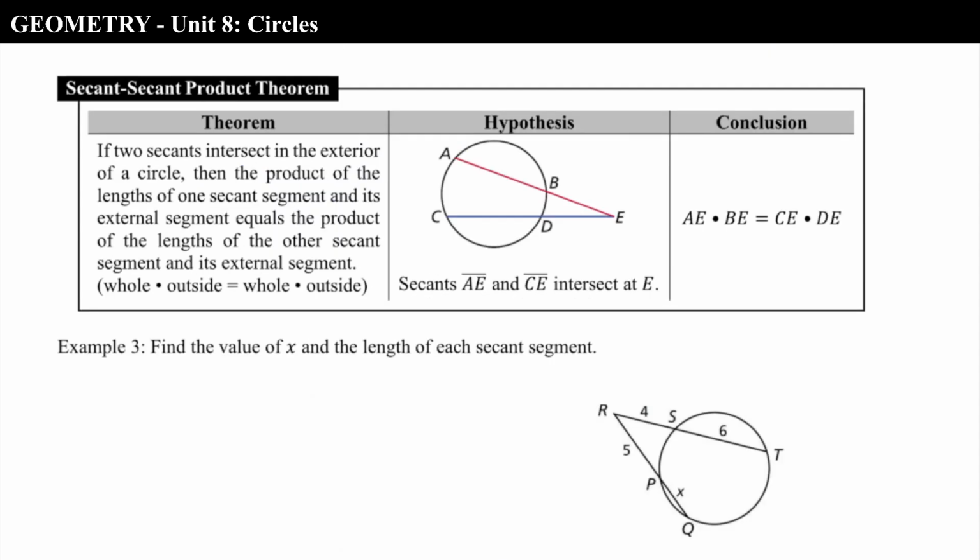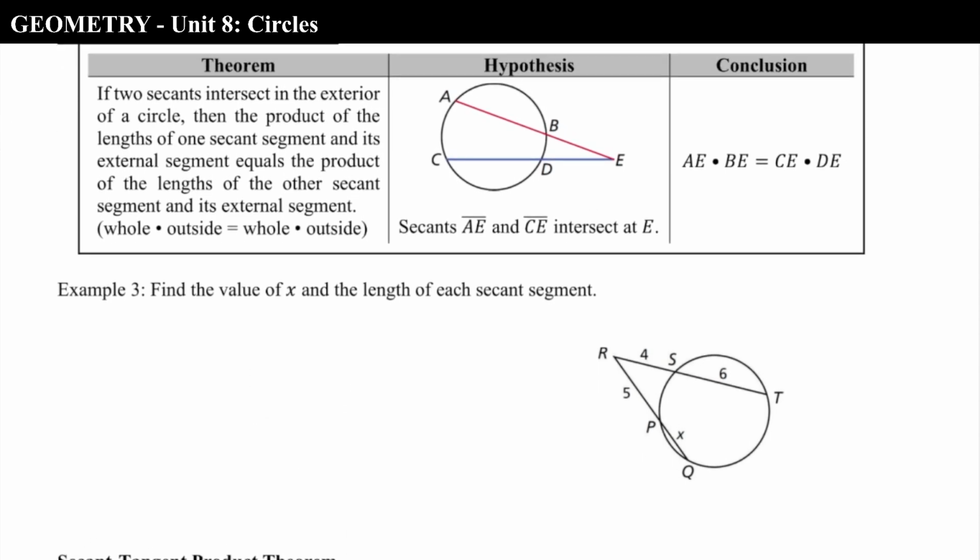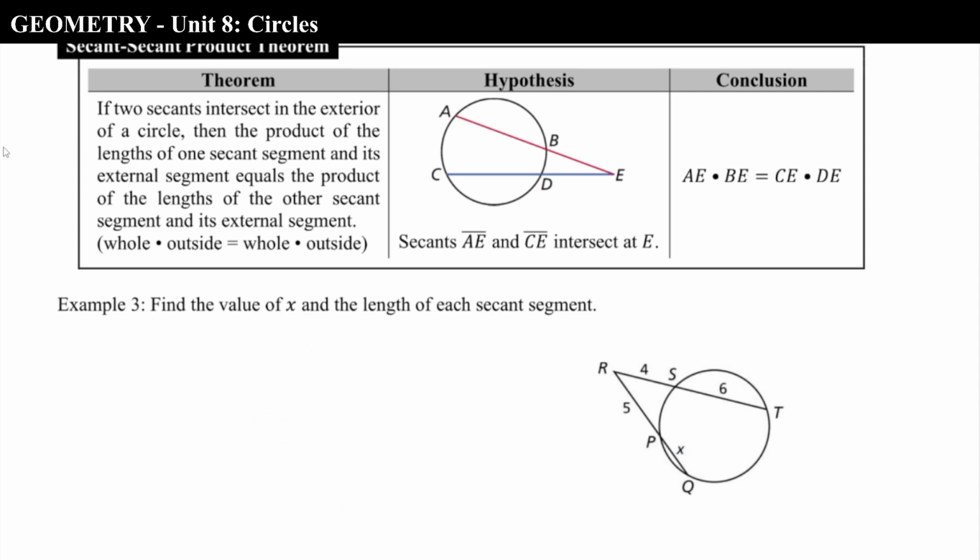If two secants intersect in an exterior of a circle, so here secants AE and CE intersect at E, then the product of the lengths of one secant segment and its external segment equals the product of the lengths of the other secant segment and its external segment. So in other words, the whole times the outside part is equal to the whole times the outside part of the other one. Okay? So let's take a look at example 3 here.